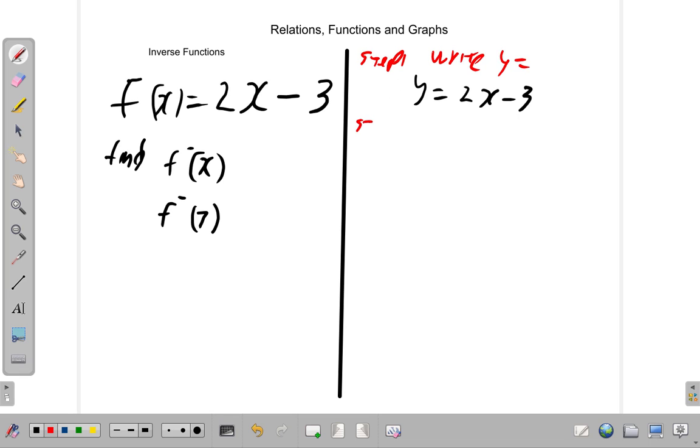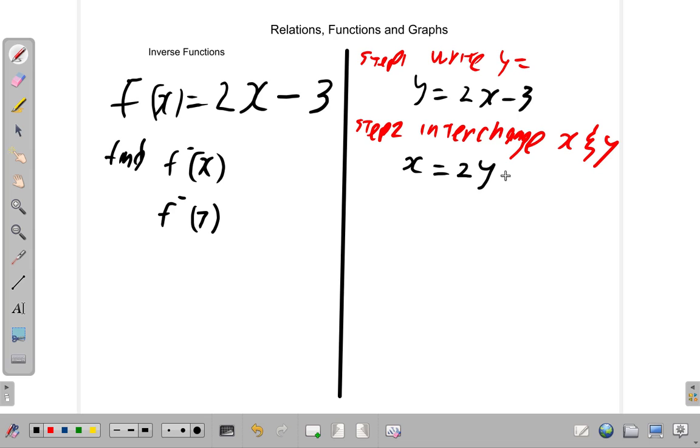Then, step 2. We interchange x and y. We change x to y and y to x. So we have x equals 2y minus 3. Then, step 3. We make y the subject of the equation.